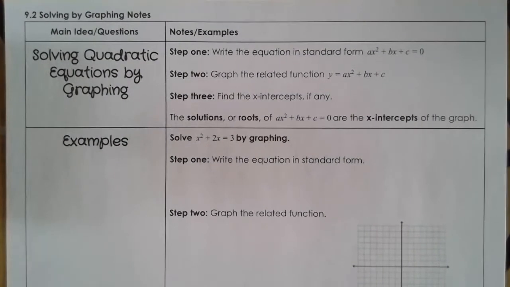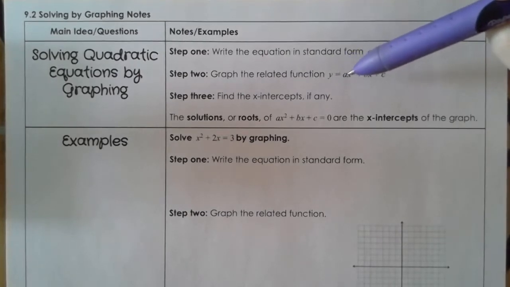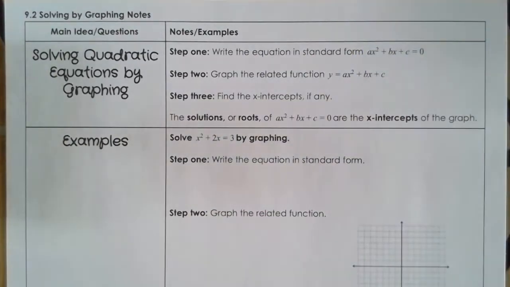And then step 2, you're going to graph the related function. What that means is we're just going to take what we have up here. Since it's set equal to 0, we're going to write y equals ax squared plus bx plus c. We're just rewriting it a little bit because when we graph, we always want to have f of x equals or y equals. And then step 3, we're going to find the x-intercepts if there are any. The solutions or the roots of the equation are the x-intercepts of the graph. So that's where it touches the x-axis.